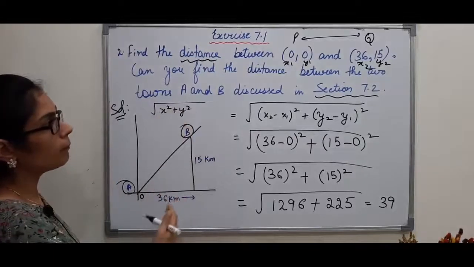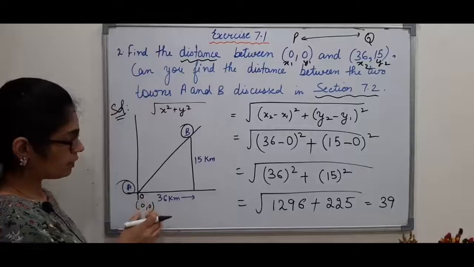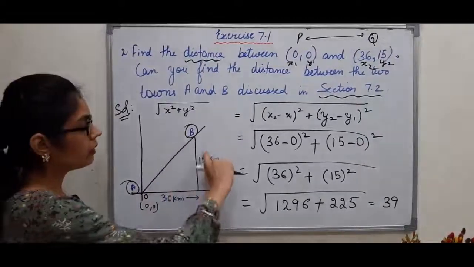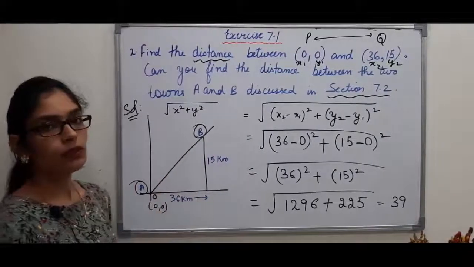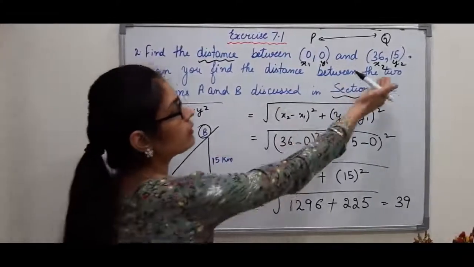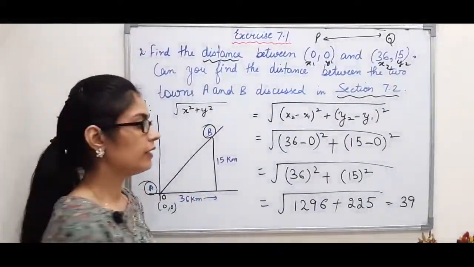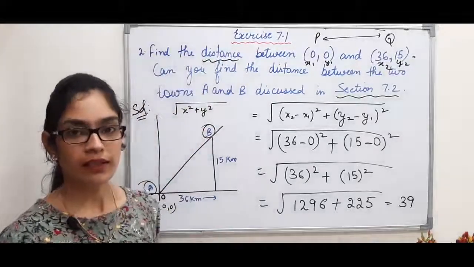Because if you compare it with this, you can see one point is at origin, which means both x and y are 0, and the other point is this 15 and 36. So if you compare, you can see the points are the same as these points. So the distance between these two points will be 39 kilometers. Now let's do the next question.